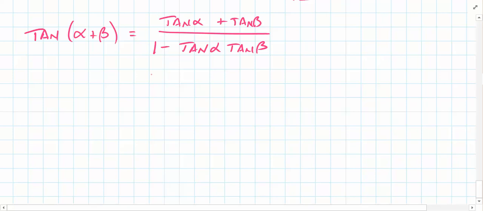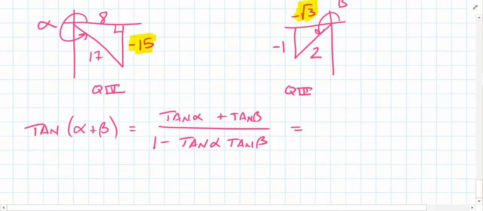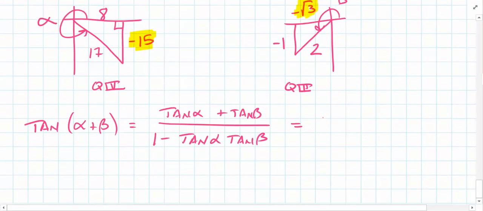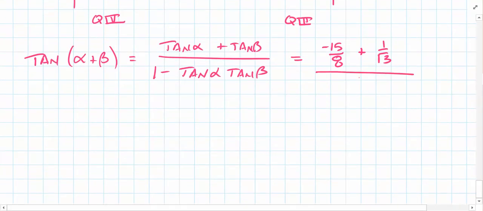So what did you guys get for the tangent of alpha? Let's do it together. Help me out. Tangent alpha, look at the alpha picture. What's it going to be? Yes, very good. So negative 15 over 8 plus, let's see here, what's the tangent of beta? Isn't that positive 1 over root 3? All divided by 1 minus negative 15 over 8 times 1 over root 3.